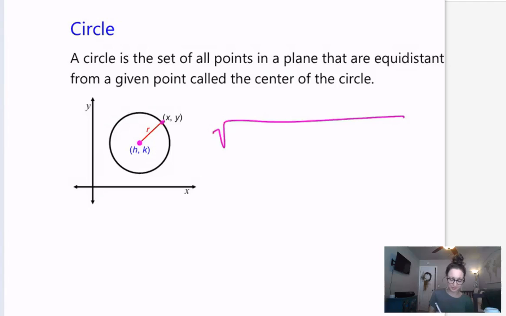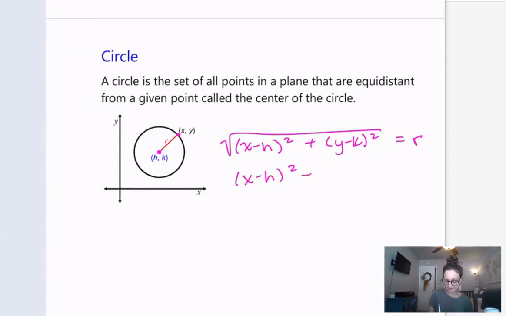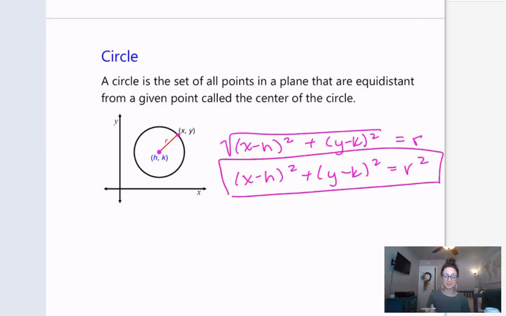So applying the distance formula, I would have the square root of the quantity (x minus h) squared plus (y minus k) squared, right? That's the distance between those two points. And I can tell from my picture that that distance is always going to be the same. It's going to be whatever the length of the radius is, which is r, okay? So if I square both sides, I get (x minus h) squared plus (y minus k) squared equals r squared. So this is our standard form of the equation of a circle centered at (h, k) with radius r.